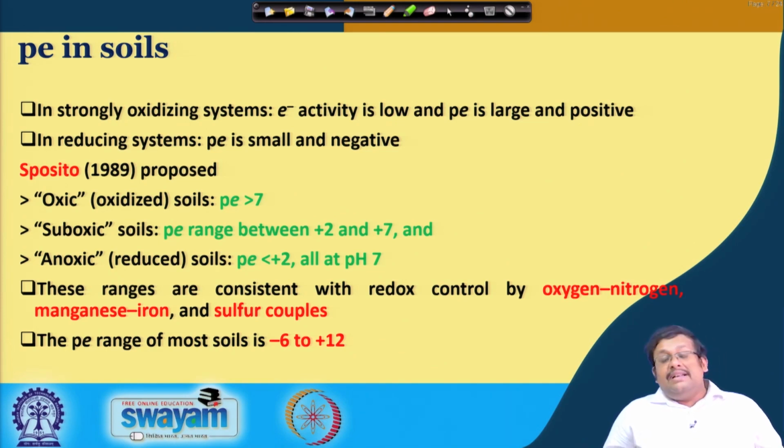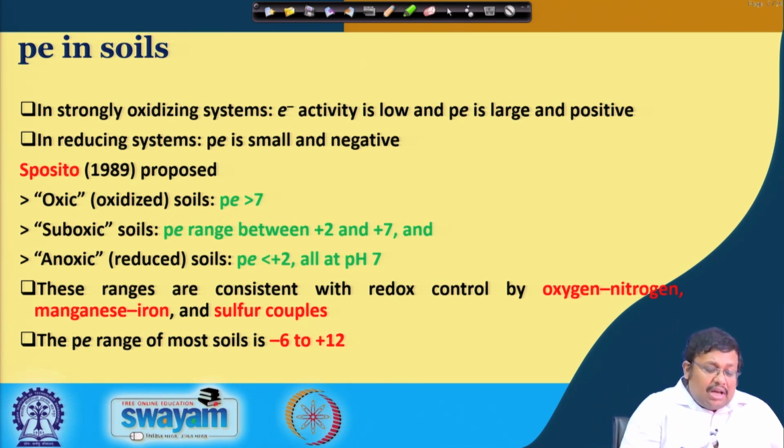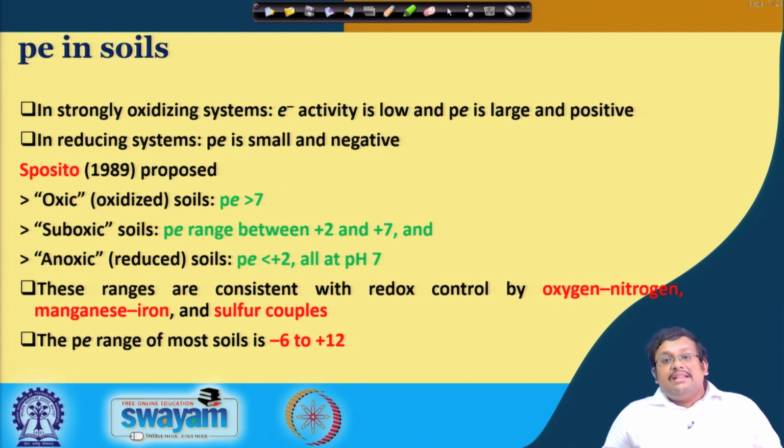The scientist Patrick in 1989 proposed some ranges of PE which we can generally see in oxic soil, suboxic soil and anoxic soils. In the oxic soil we can see a PE value of greater than 7, whereas in suboxic soil PE ranges between +2 to +7. However, in anoxic soil the PE is generally less than +2, all at pH 7.